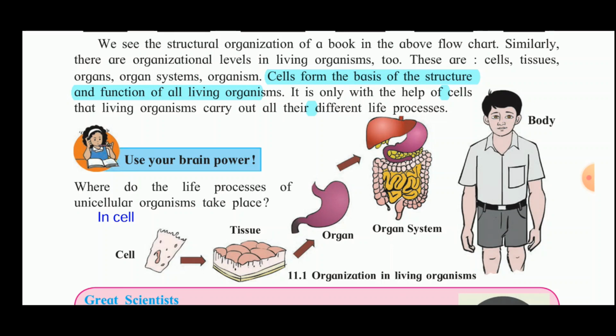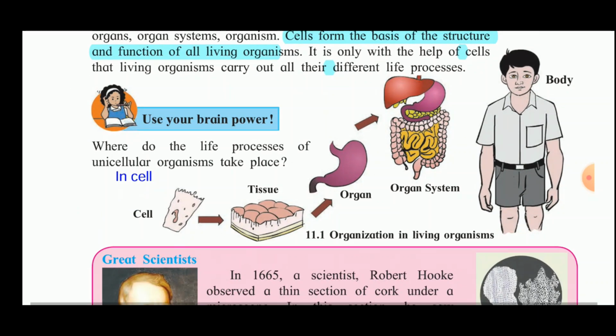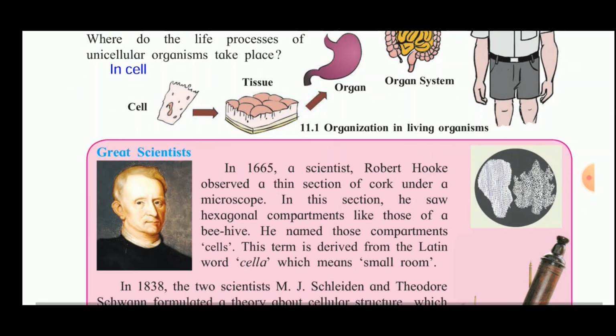Now the next question is, where do the life processes of the unicellular organism take place? From the name itself you can understand. Unicellular organism consists of a single cell. Examples are amoeba, paramecium, euglena. These are all unicellular organisms, as are bacteria. So, all the life processes take place in a single cell. They do not have a separate organ system.